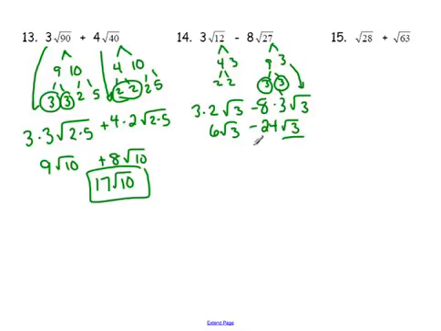Notice again my radicands are the same, so I'll just simply take the constants or the integers out front. 6 minus 24 is negative 18 times the square root of 3. I keep my radicand.